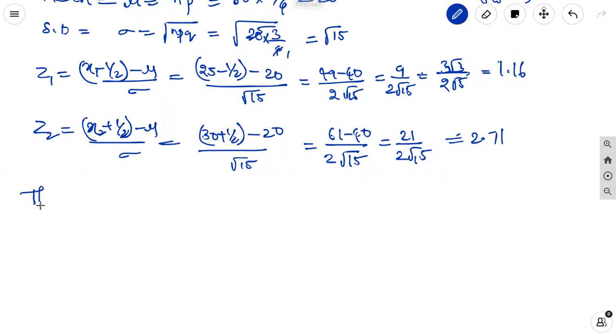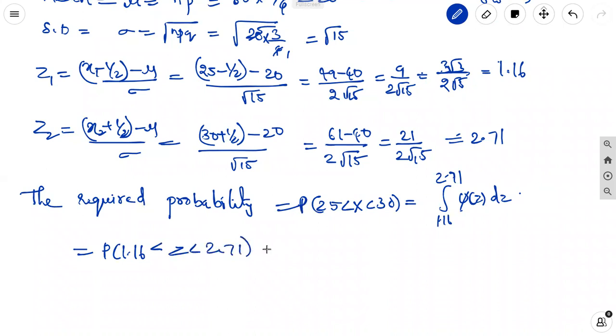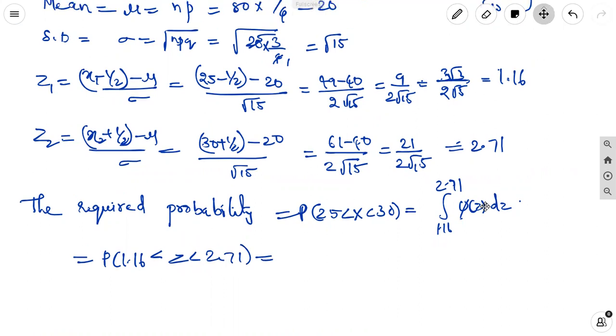Next, the required probability. The required probability is equal to P of 25 is less than x is less than 30, is equal to the integral from 1.16 to 2.71 of phi of z dz. That is equal to probability of 1.16 is less than z is less than 2.71.